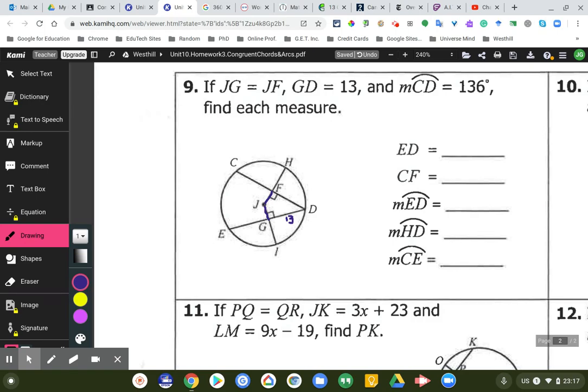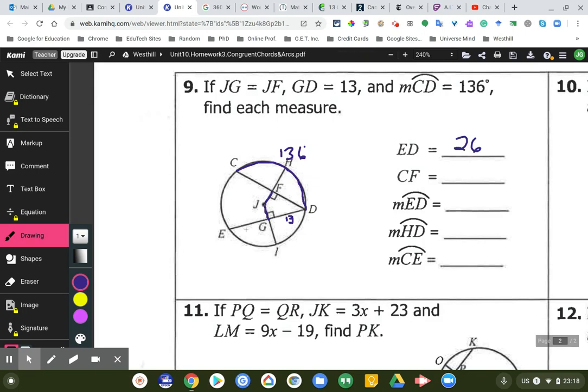And the measure of arc CD is 136. So that whole big arc here is 136 degrees. Okay. So what then is ED? All right. What's this length here? Well, if GD is 13, then EG is also 13, so 2 times 13 is going to be 26.